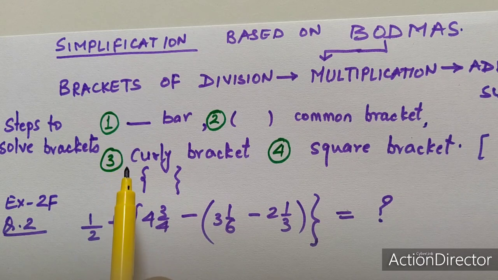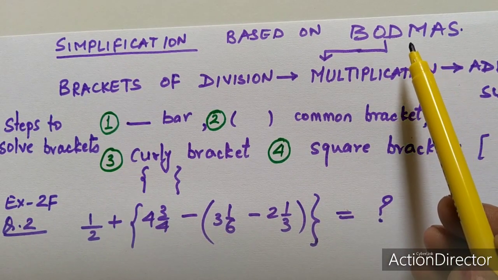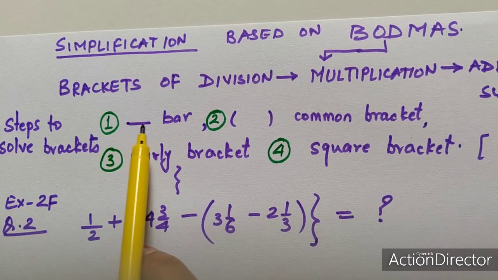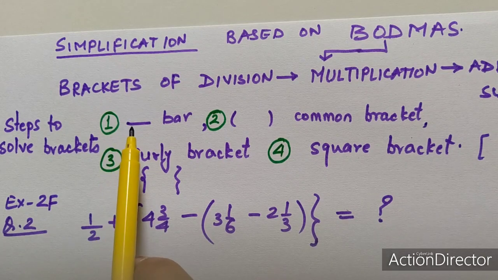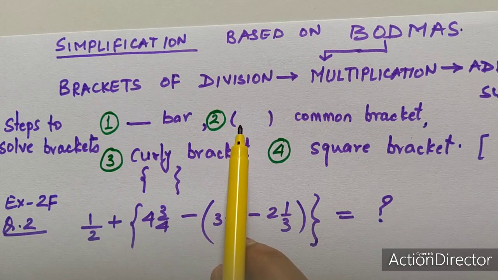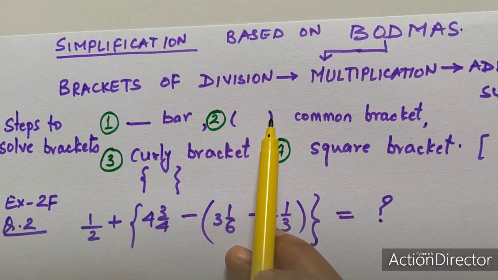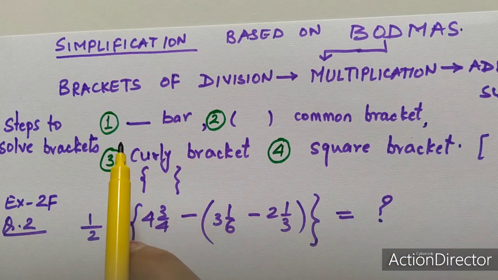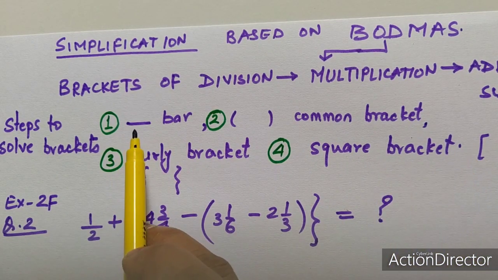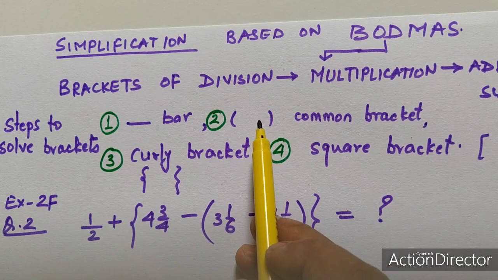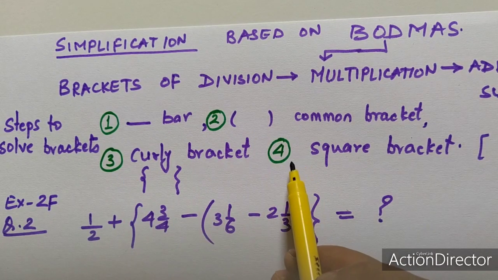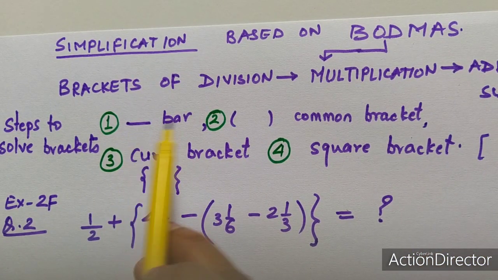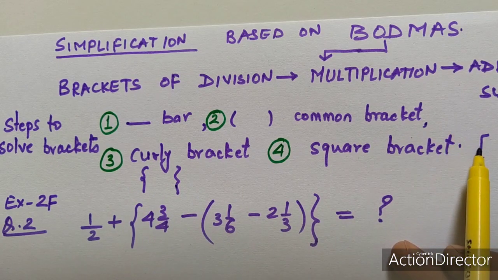There are some important conditions while you solve according to BODMAS. First of all, you have to solve the bar first. That means this is the sign for bar. This is the first step to simplify. Then the second step, common bracket, which we represent this way. Third step is curly bracket and then square bracket. That means from the inner part to the outer part. The first step is bar, second common bracket, third curly bracket and at last square bracket. And these are the symbols for the common bracket, bar, curly bracket and square bracket.